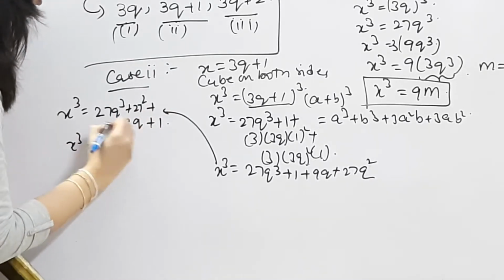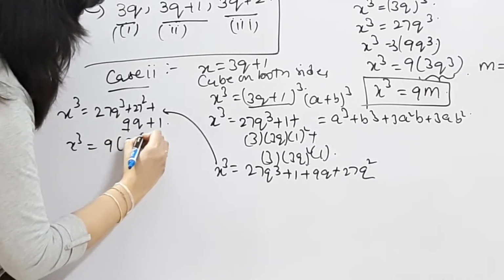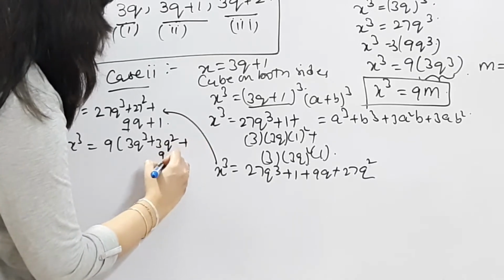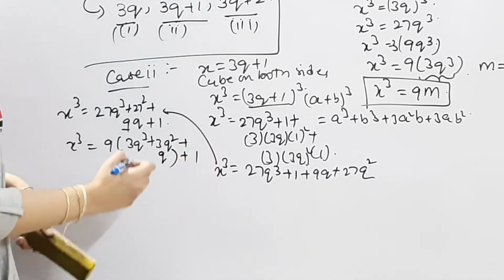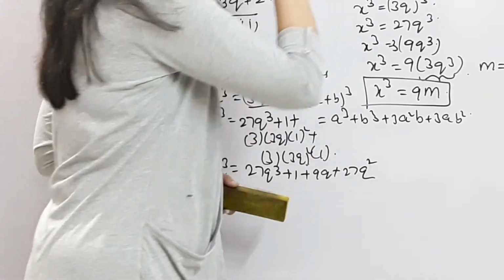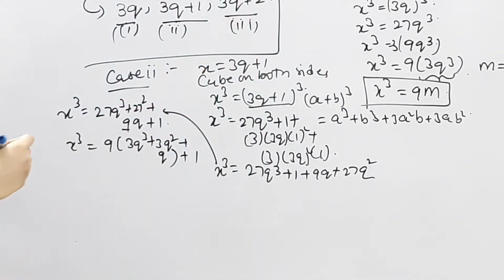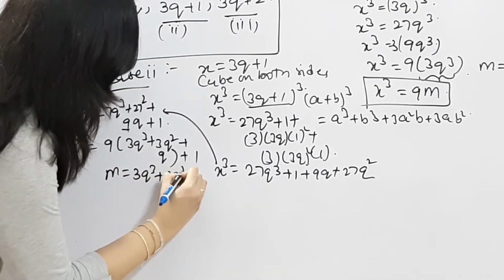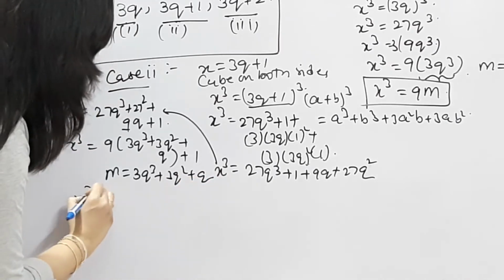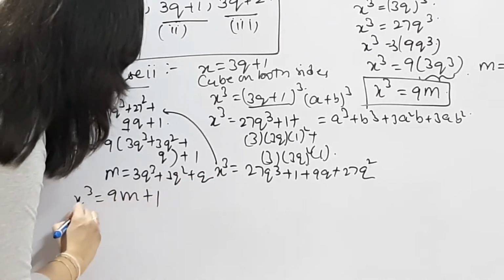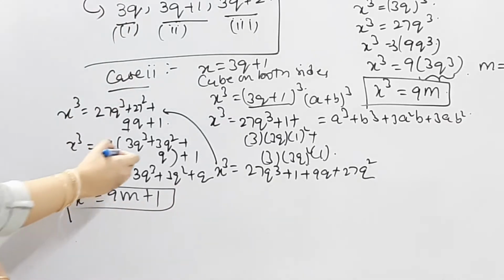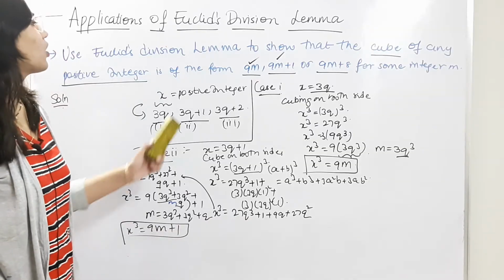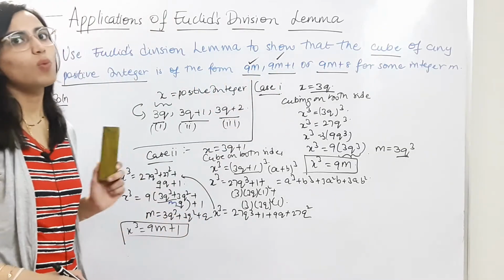Then here what is common? 9. So that means 3q cube plus 3q square plus q plus 1. What is of the form 9m plus 1 is this here. So that means if we consider m as 3q cube plus 3q square plus q, then we can say that x cube is equal to 9m plus 1. So this proves that x cube can be of the form 9m plus 1.